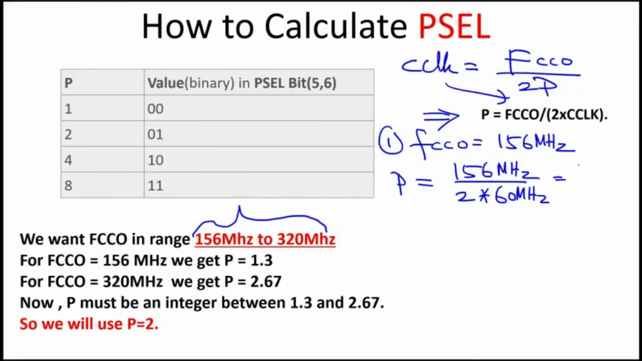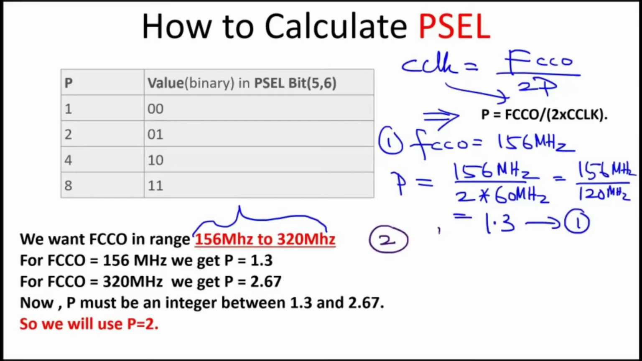So it is 156 MHz divided by 120 MHz. That gives me a value of 1.3. So that is case 1. Case 2, you have a frequency of current controlled oscillator at the other extreme, which is 320 MHz.